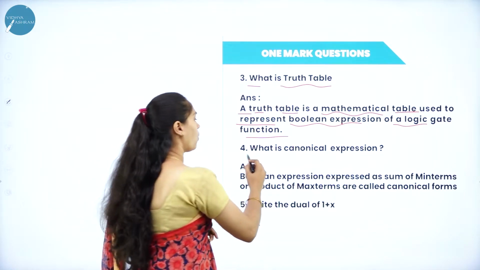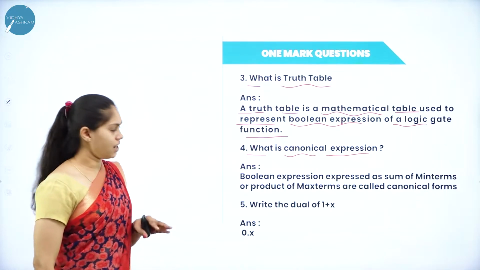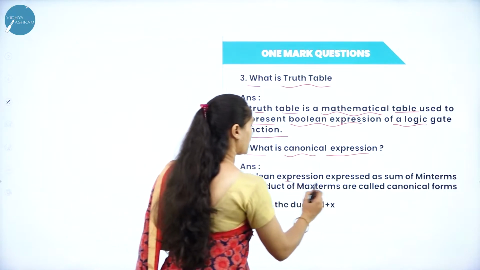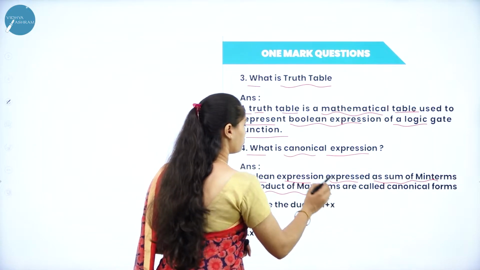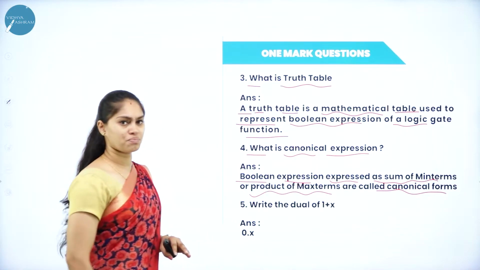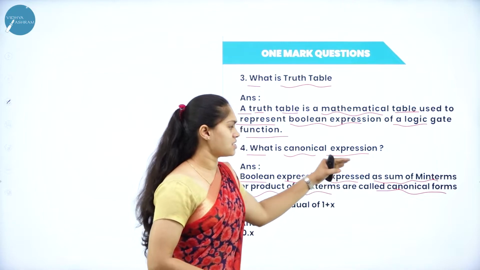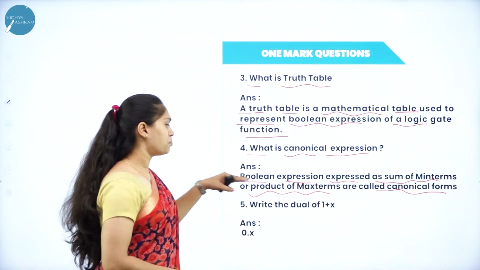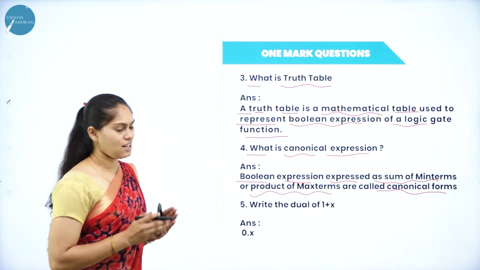Next question, what is canonical expression? What do you mean by canonical expression? A Boolean expression expressed as a sum of min terms or a product of max terms will be considered as canonical form. So when the Boolean expression is expressed as a sum of min terms or a product of max terms, that will be called canonical form.